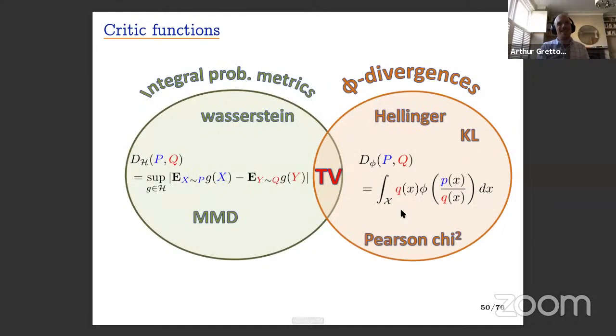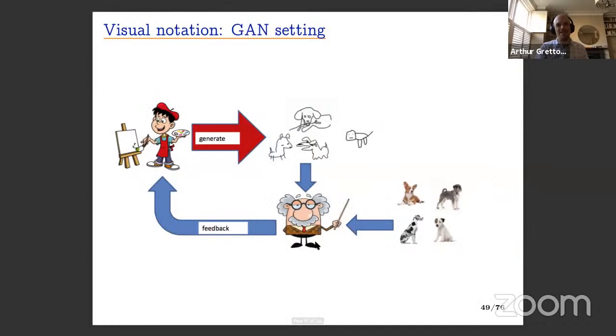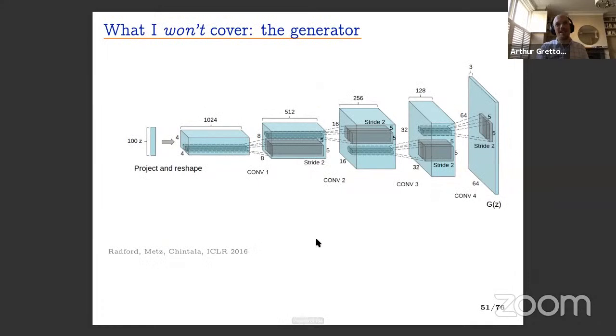All right. And in the universe, there are many possible critic functions. I can use Wasserstein, I can use MMD, I can use Hellinger, KL, chi-squared. So there are many possible critic functions I might use as my teacher here to tell my real from my fake dogs. All right. What I'm not going to cover is the generator. I'm going to just assume I've got a generator, which is my little student, which takes noise and makes dogs. But if you want to read about generators, there are other papers you can read. So all I care about for this talk is the critic.